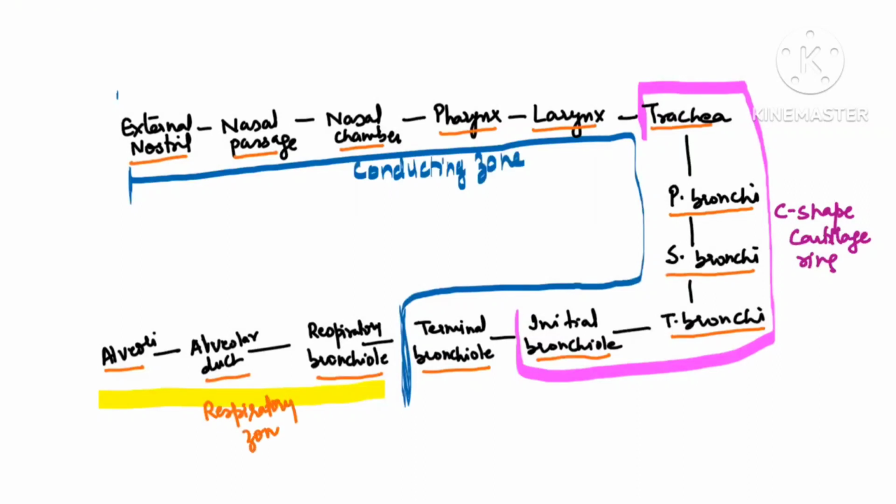So they are part of the respiratory zone. So two types of zones we have to learn. One is the conducting zone, where to where, and what is the respiratory zone. Clear? Now let us see the NCERT.